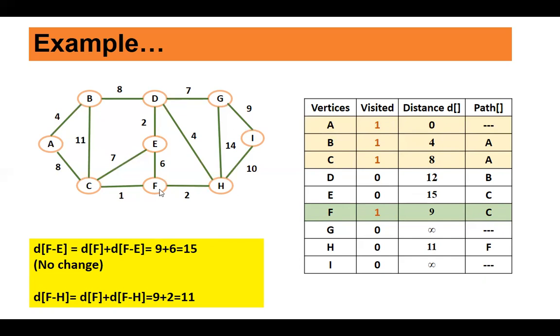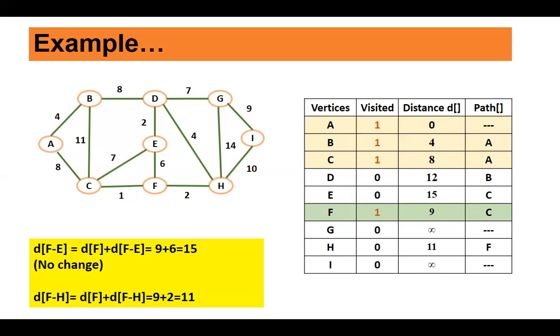Fine. Next you calculate the distance of F to H. Now the distance of H before calculation was already infinity. So directly you can calculate and put it there. So the distance of F is 9 plus F to H is 2. So 9 plus 2 is 11. So update the distance of H as 11. And the path is what? You reach H from F. So you change the path as F.